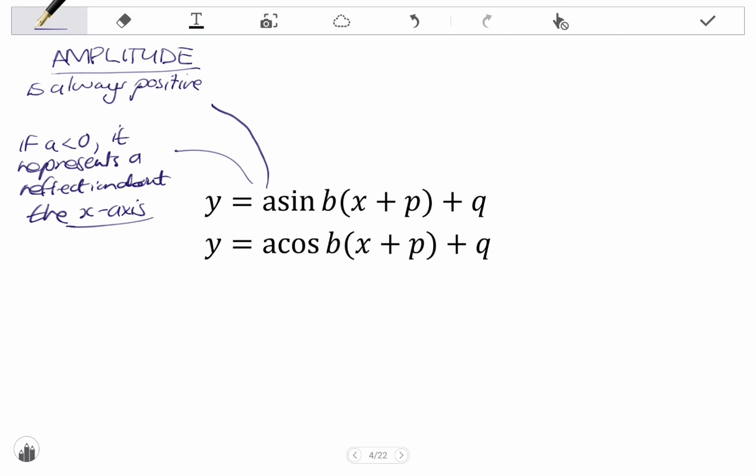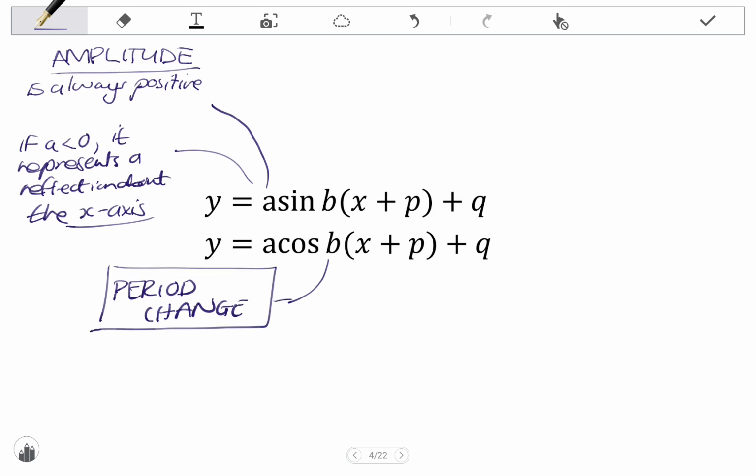Okay, so moving on to b. The b value causes a period change. And the way it does that is that for the sine and cos graph, the period is 360 degrees. But if we divide by that b value, we find the new period. Okay, so if b is 2, we would find the new period by saying 360 degrees divided by 2, which would give us 180 degrees.